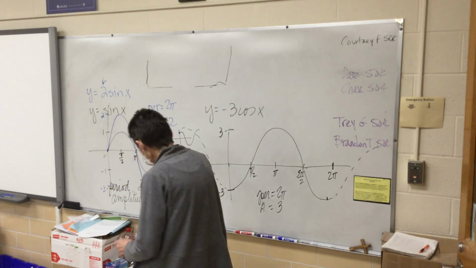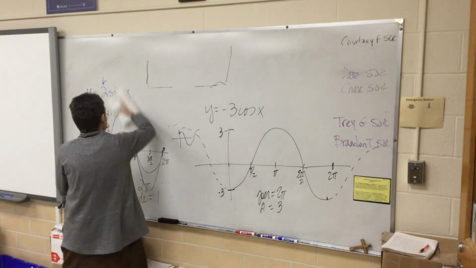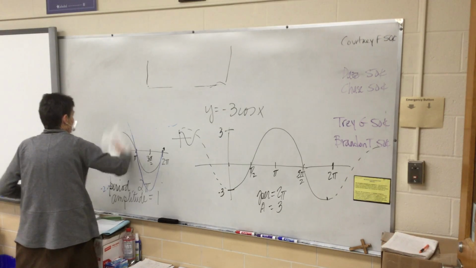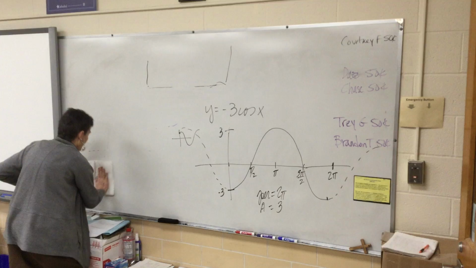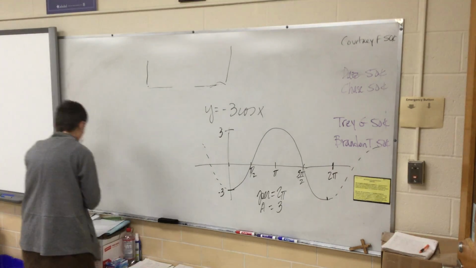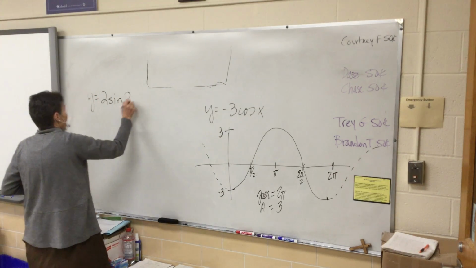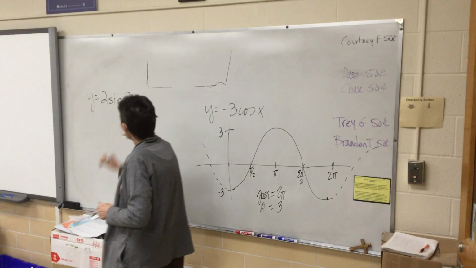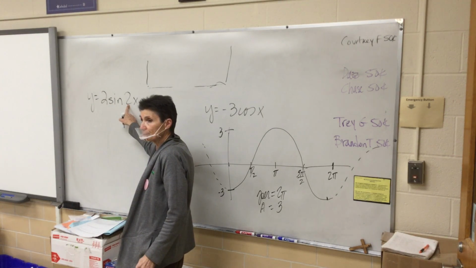Oh, now look at E. Okay. What's going to happen with E? Does anyone remember what the 2 on the x does? So we have 2 sine 2x. Does anybody remember what this 2 does? We already talked about that one. What does that one do?